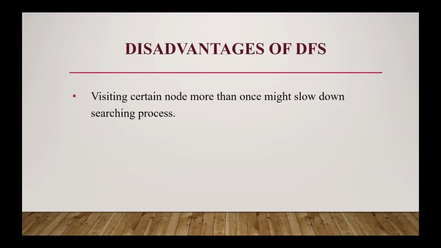It also has some disadvantages. Visiting certain nodes more than once might slow down the searching process. Here there is a chance that we are visiting the same node multiple times if it is present in the tree. At that time, the searching process is very slow. Here what happened? Recursion is needed to perform its operation.